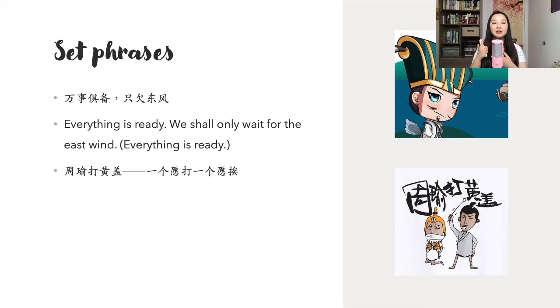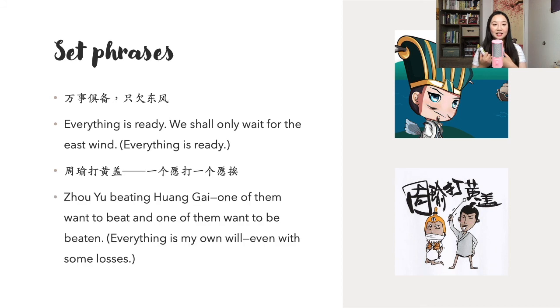And the next one is 周瑜打黄盖，一个愿打，一个愿挨. Which literally means Zhou Yu beating Huang Gai, one of them wants to beat and one of them wants to be beaten. And basically, when you use this set phrase, you mean everything is my own will, even with some losses. I use my own will to do this. I'm willing to do this, no matter what other people think, no matter whether I gain something or lose something. So you'll see it's very interesting. In modern Chinese, we still refer to the old stories to draw set phrases in our daily expressions.